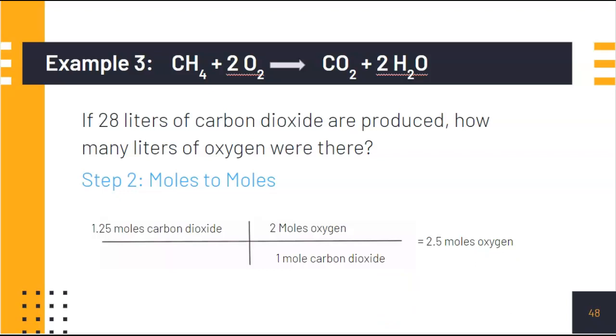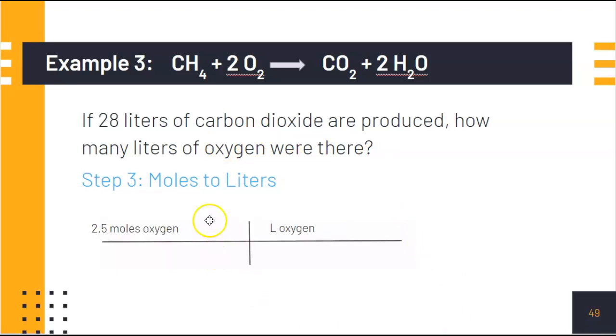Great. Whew. Now I'm looking at my problem here. Am I there? It says how many liters of oxygen? Nope, I've got moles of oxygen, which means I need one more step. And here we go. Step 3, moles to liters. Okay, so now I've got 2.5 moles of oxygen. Finally, in my upper right-hand corner, I can put my liters of oxygen. Again, this is my answer from step 2. Okay, that's where I want to get to.